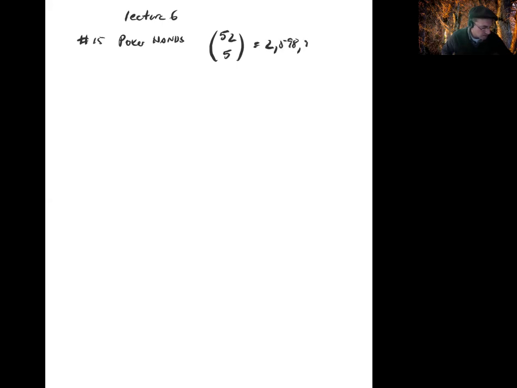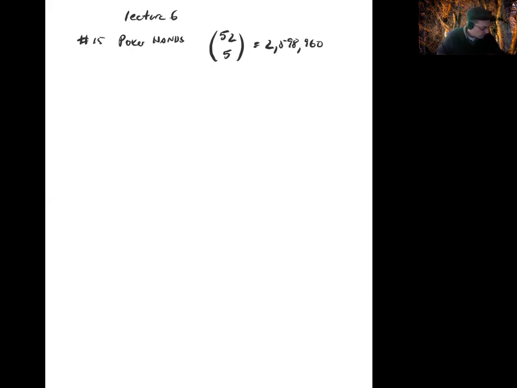Let me share the screen, the whiteboard. Okay, so this is going to be lecture 6. And I'm going to do problem number 15, which is about poker hands. And this is going to be a short lecture. So let's recall the number of 5-card poker hands is 52 choose 5, which is exactly 2,598,960. Okay. So the problem lists various poker hands and asks us to compute how many there are.